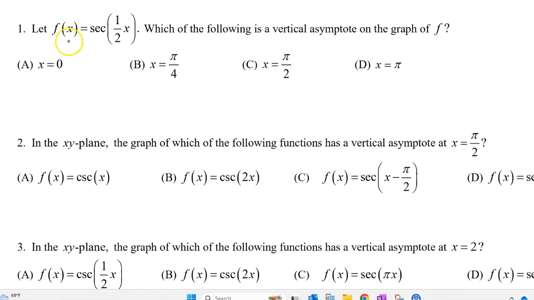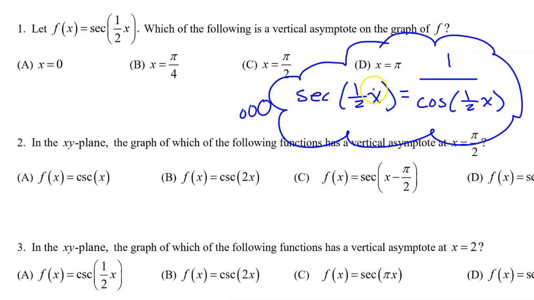Number 1. Let f of x equal the secant of 1/2 x. Which of the following is a vertical asymptote on the graph of f? I'm putting this in a thought bubble because this is not something you need to write down, but you should be thinking the secant of 1/2 x is equal to 1 over the cosine of 1/2 x.